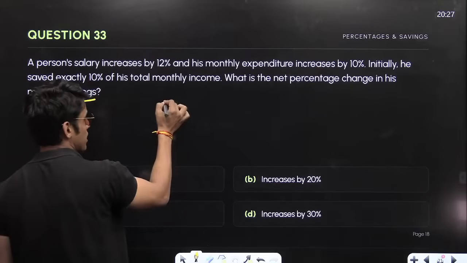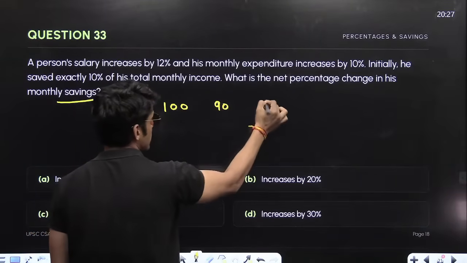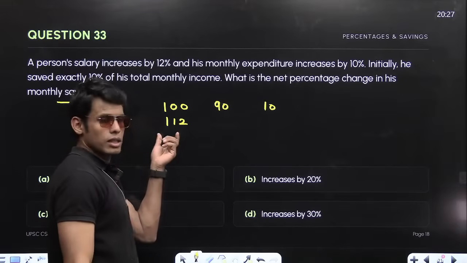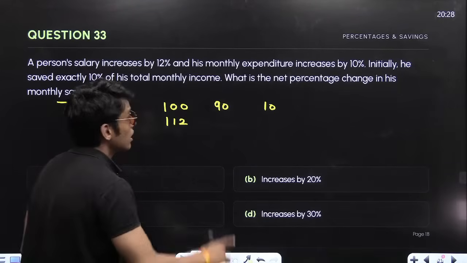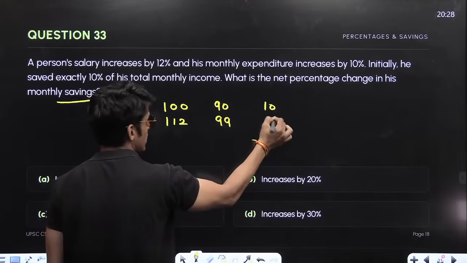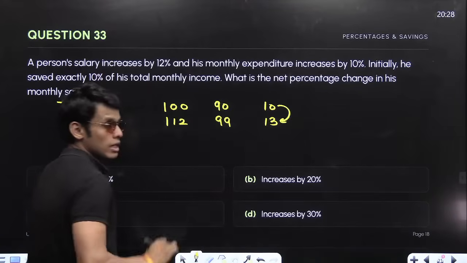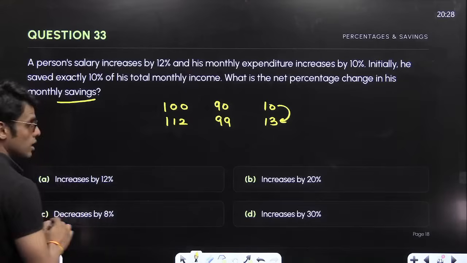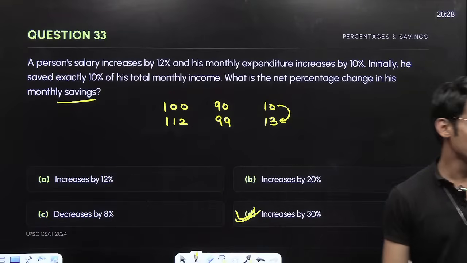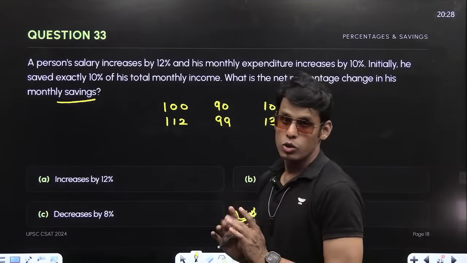So just imagine that he was getting 100, expenditure was 90, saving was 10. Now, 12% increase means he got 112 here. His expenditure increased by 10%, which means 99 here. So his saving was 13 now. So his saving increased from 10 to 13. This is a 30% increase. So it increased by 30%, right? So this question was doable.